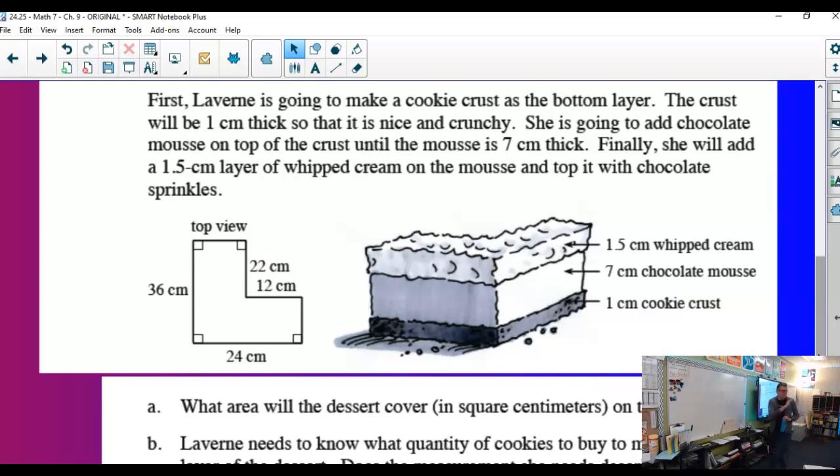All right, so the first thing we need to figure out is what is the area of the base of the cake. And like we talked about with our prism work, base doesn't have to mean bottom, but here with Laverne's cake, is the base the bottom? Yes. So the base is that L shape.